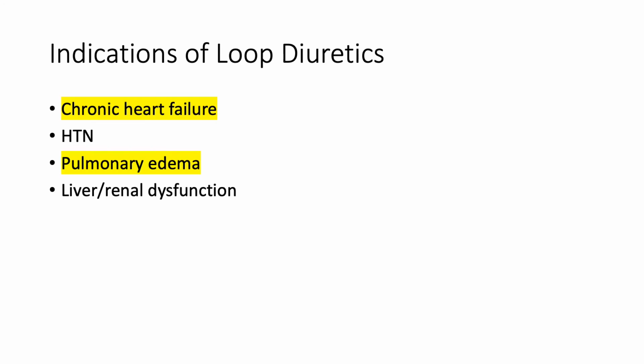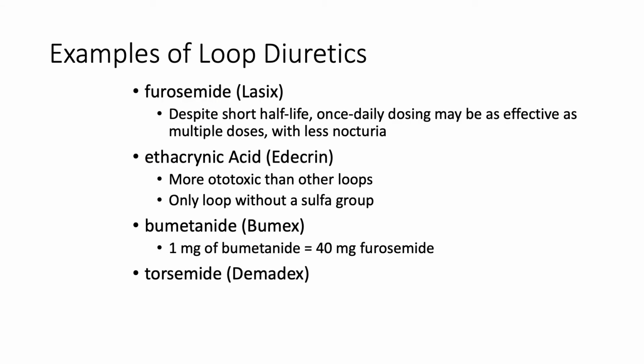The indications for loop diuretics are usually always fluid overload, so especially in chronic heart failure and pulmonary edema, not as much in just regular hypertension. I don't know what I put this one in here for, but they must have talked about other examples of loop diuretics in a question. So I think this is just to make sure that you knew which ones were loop diuretics.